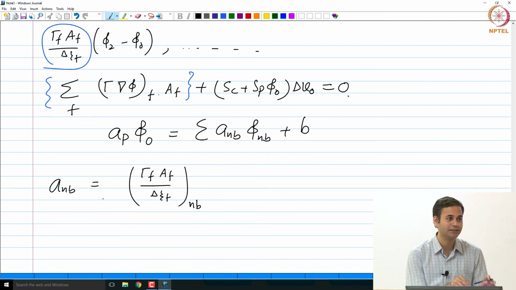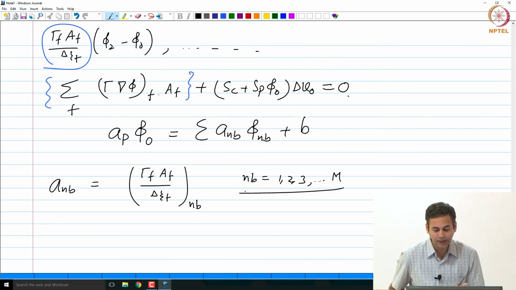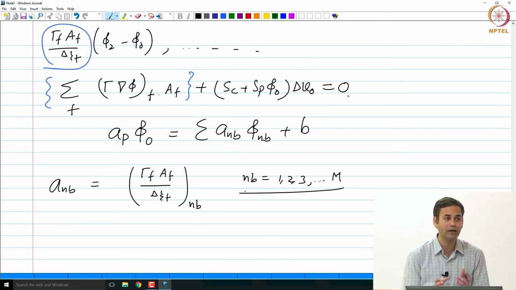This is like A east. A east is gamma delta y by delta x e. So, there is no summation here, right. But of course, nb can go from neighbors 1, 2, 3 all the way to some capital M. If you have M neighbors, you do not have a triangle, you have some kind of a honeycomb structure, some kind of a polygon, then you may have 8 faces or 9 faces, right. So, depending on that, this f is defined. F is the face between C0 and C1 or C0 and C2 and so on.